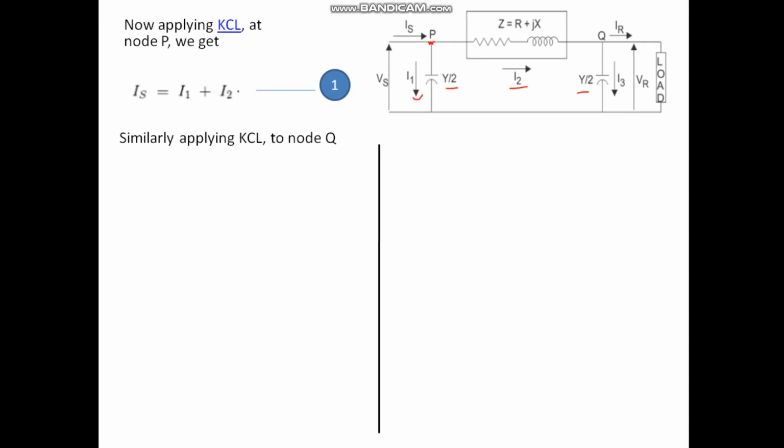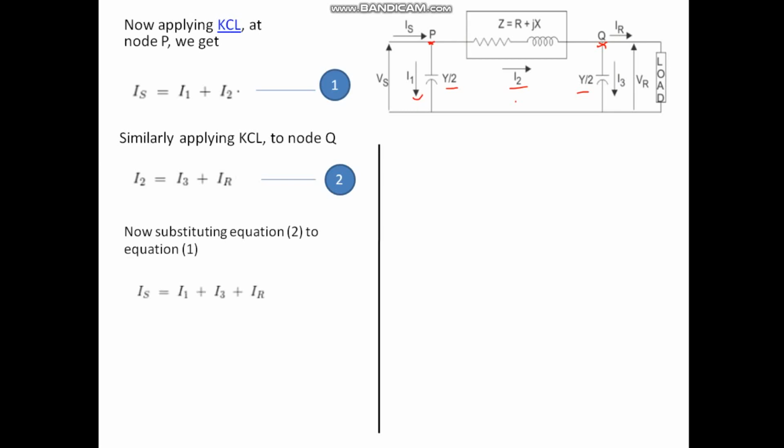Similarly, applying KCL to this other node, I2 is equal to IR plus I3, that is, I2 is equal to I3 plus IR. Let this be equation 2. Now substituting equation 2 in 1, what do I get? Is is equal to I1, which I have kept as it is, plus I2, which I have substituted as I3 plus IR.